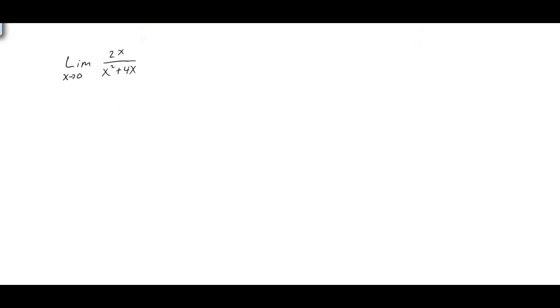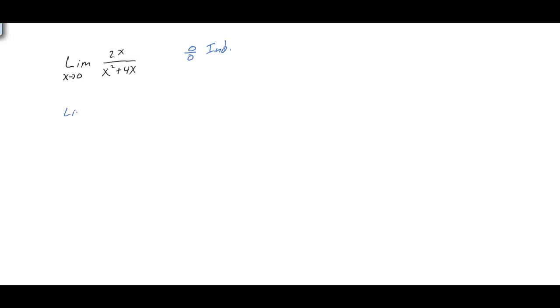All right, let's try another example. Again, if you'd like, you could pause and see if you can work this out on your own. We have the limit of 2x over x squared plus 4x. If we try to use direct substitution, once again, we're going to end up with 0 over 0 if we plug 0 in for x. So again, we end up with this indeterminate form.